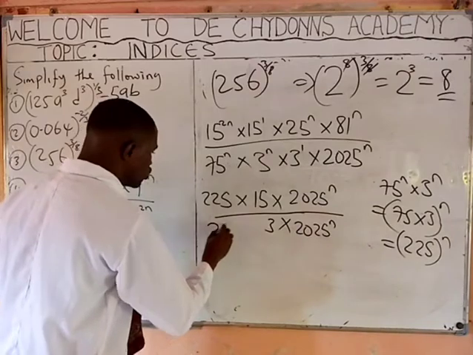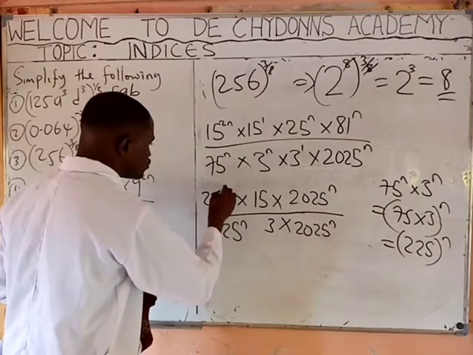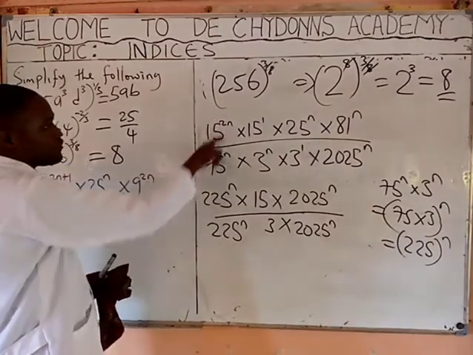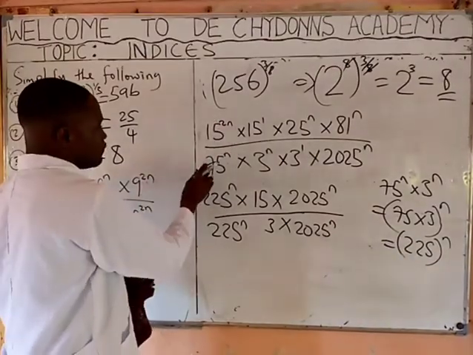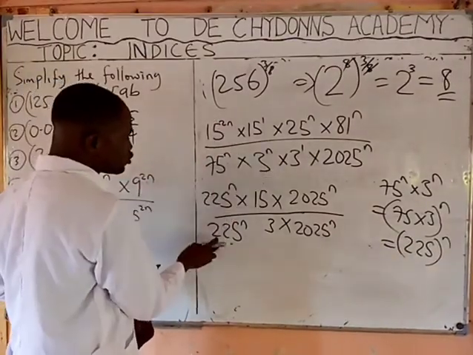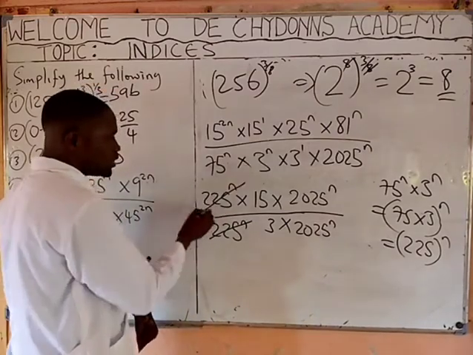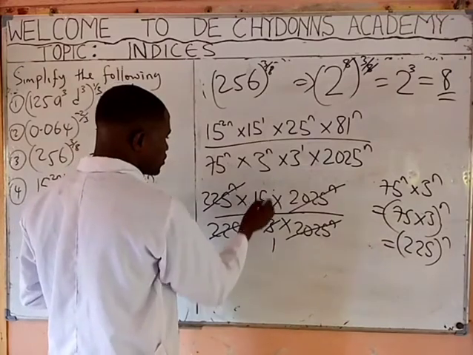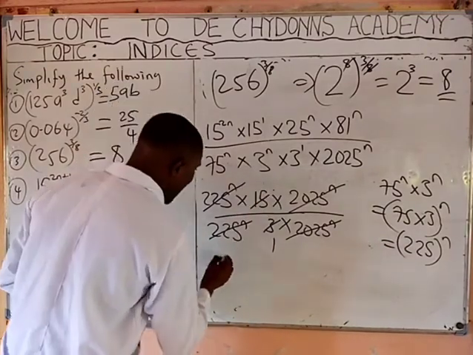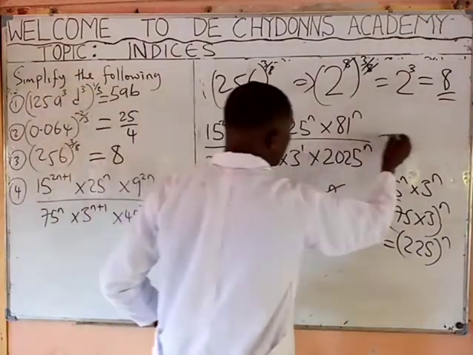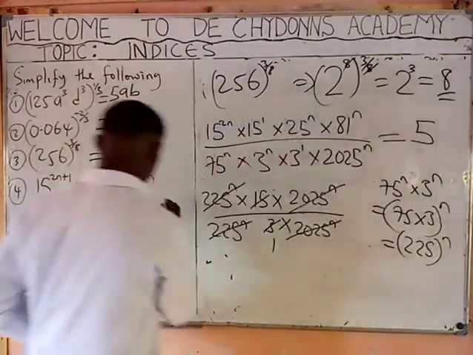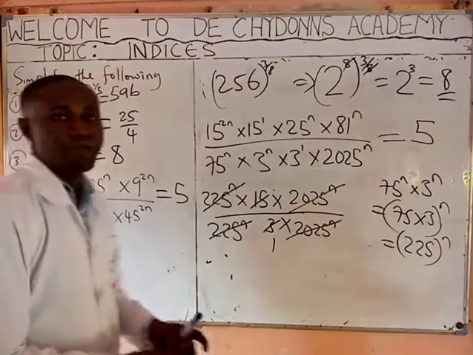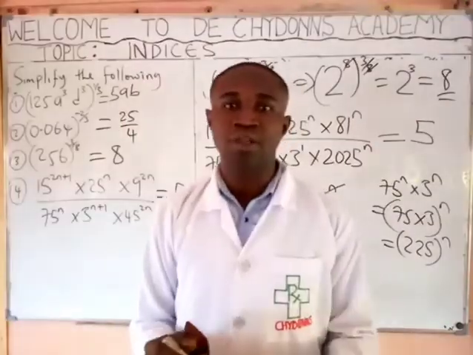So we have 225 raised to the power of n, 225 raised to the power of n. 15 squared, 225, then power of n. 75 times 3, 225 raised to the power of n. This will cancel this. This will cancel this. 3 here, 1, 3 into 15, 5. Therefore, this answer will be giving you 5. So once you simplify it, it will be giving you 5. See the application of these indices.